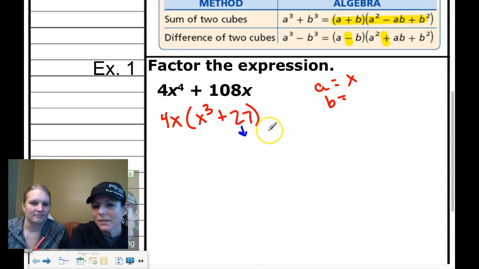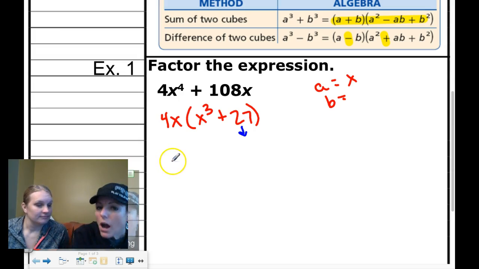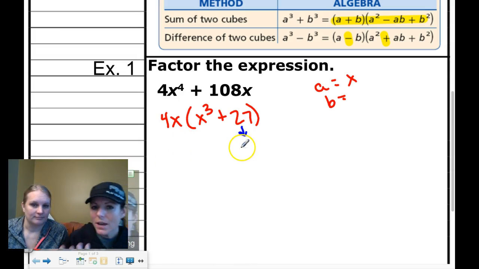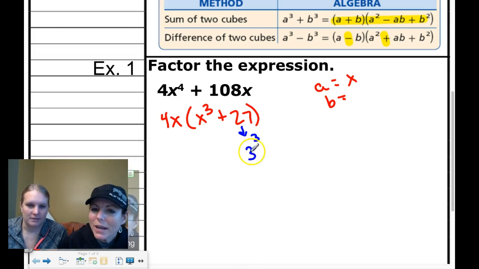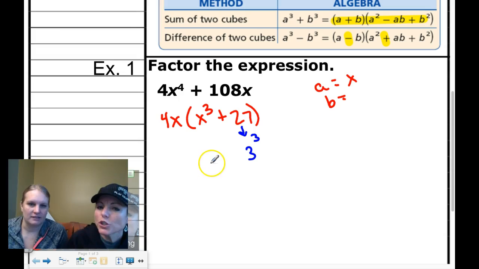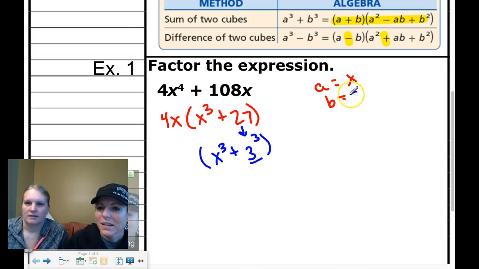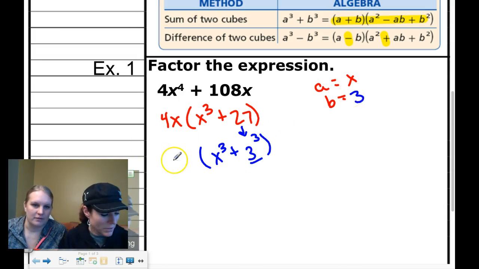No. So right below that, how can you represent 27? What number cubed will give us 27? 3 times 3 times 3, so 3 to the third. We just created a cube. So guess what b is? B is just 3. And bring down the 4x for the ride.